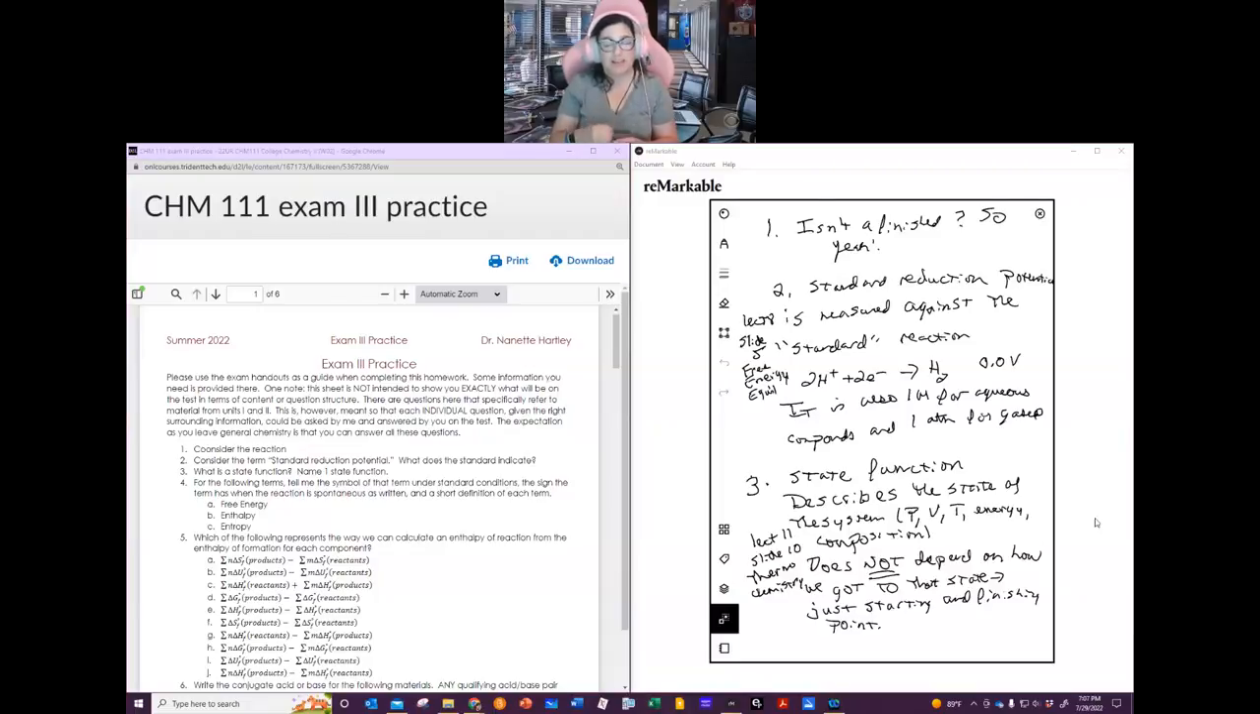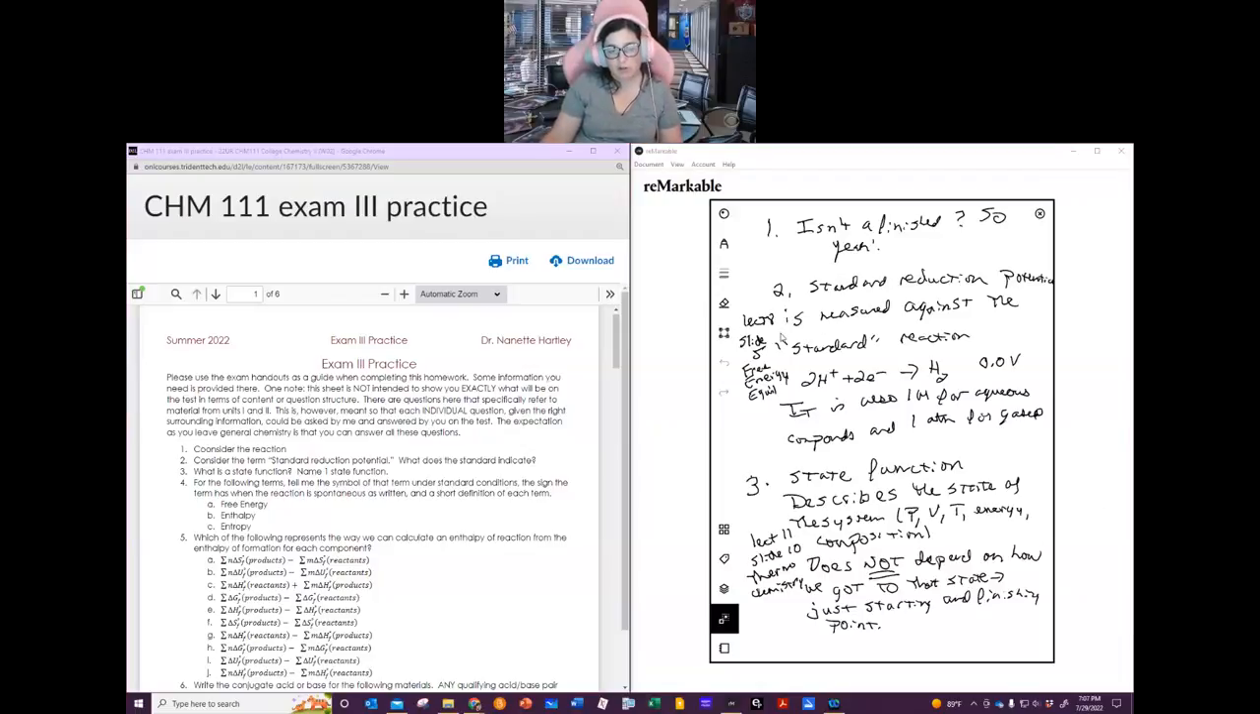Now, the thing that makes it a state function as opposed to something else is that it doesn't matter how we got where we got. It only matters where I started and where I finished. It does not matter the path in between the two. That's what defines a state function. So that's what we have there.